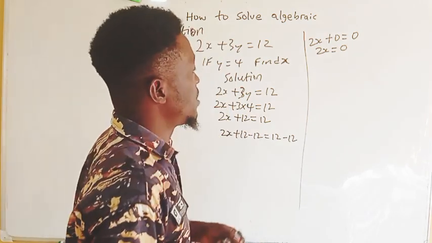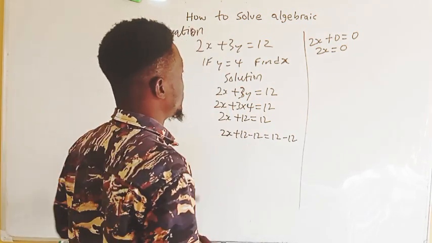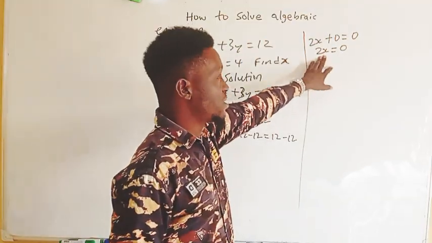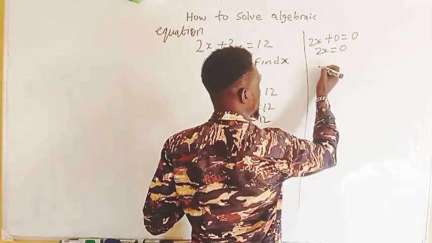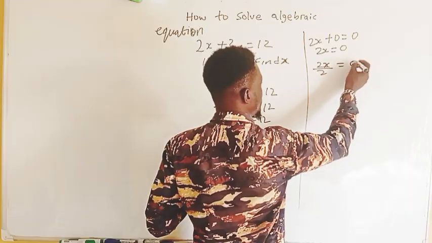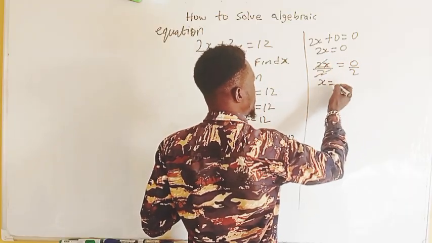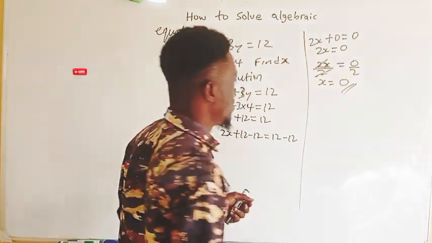So you have to make x the subject of the formula, that means you have to divide both sides by 2, because 2 is attached to this x, isn't it? So it says divide both sides by 2. If I divide both sides by 2, you're going to have 2x divided by 2 is equal to 0 divided by 2. So this cancels this. So our x is equal to 0 divided by 2, which is 0. So 0 is the answer to this simple question.